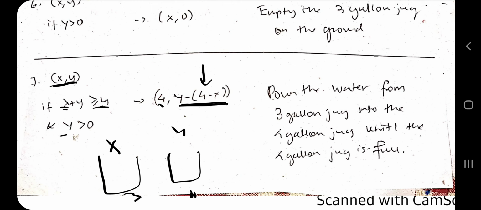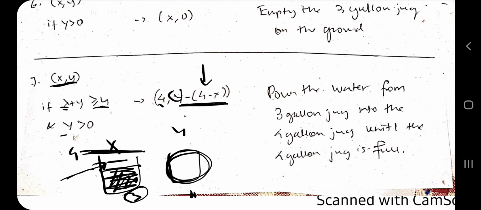What is 4 minus x? 4 minus x means 4 minus 3. Okay, 3 was here, and 4 is total. What is remaining here? That value is 4 minus x. This value you have to subtract from y. Y means what it initially had.